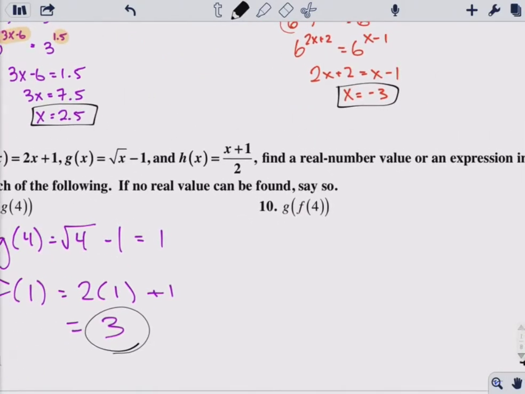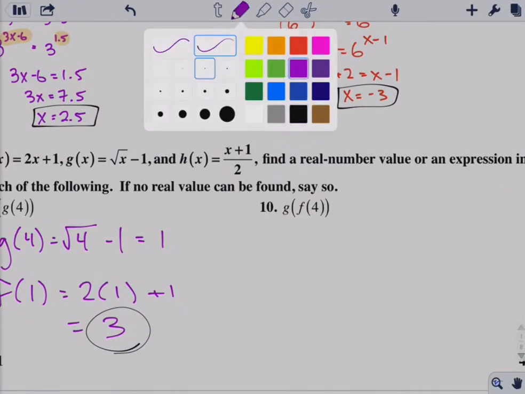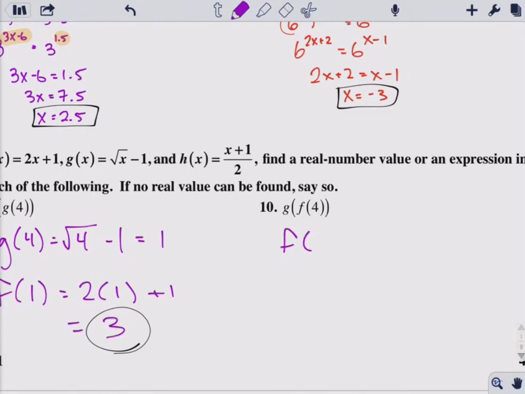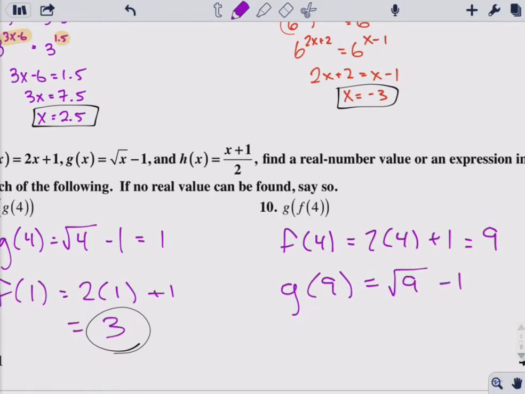G of f of 4. Okay, we do the same thing. Find f of 4. F of 4 is 2 times 4 plus 1. That's 8 plus 1, that's 9. Then I'll do g of 9. That's the square root of 9 minus 1. Square root of 9 is 3 minus 1, that's equal to 2.